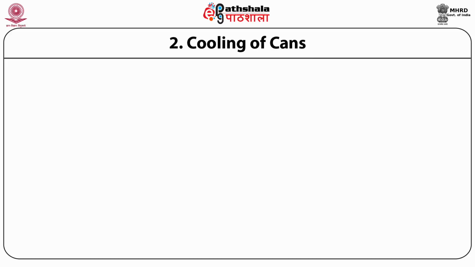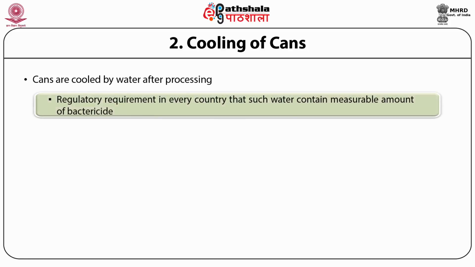Second stage is cooling of cans. The cans are typically cooled after thermal processing by passing water through the retort or placing the cans in a cooling canal. But in some canneries, hot cans are removed from the retort and left to cool in the air. If cans are cooled with water, it is a regulatory requirement in virtually every country that such water contain a measurable amount of bactericide when it exits the retort.